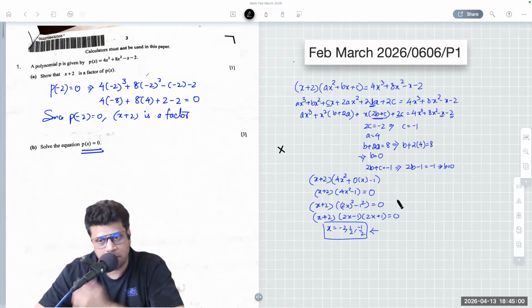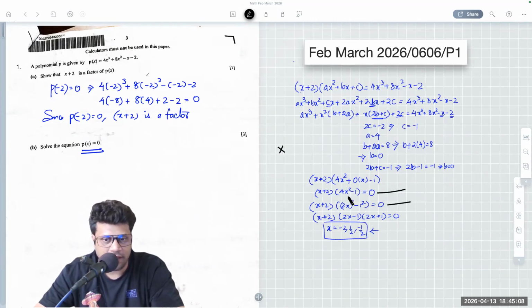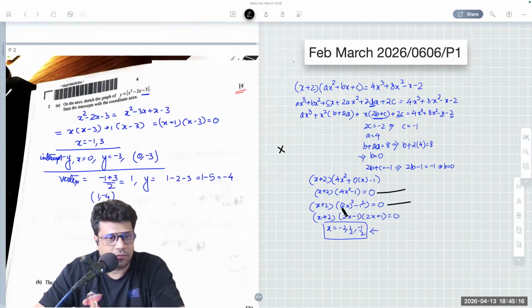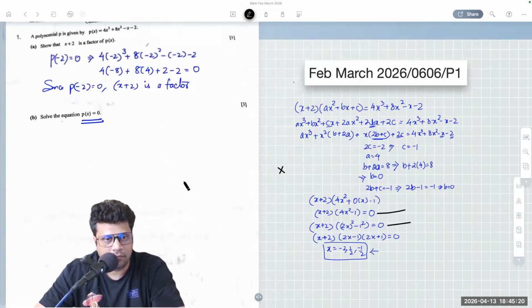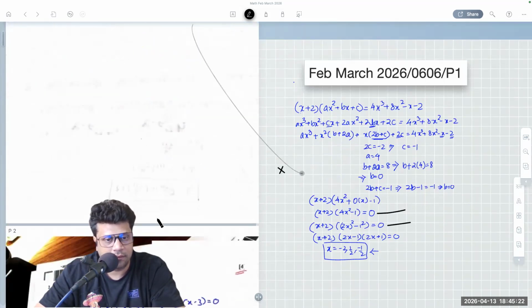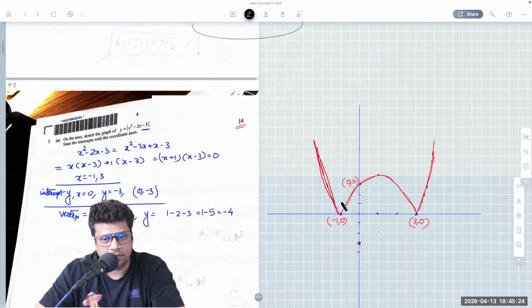Okay. This is a nice thing. 4x square minus 1, people may stop it here. But you should know that it's a square minus b square kind of a thing. So a minus b into a plus b. Let's go to look at the other one. Let's connect them. This one. And then there is this one.